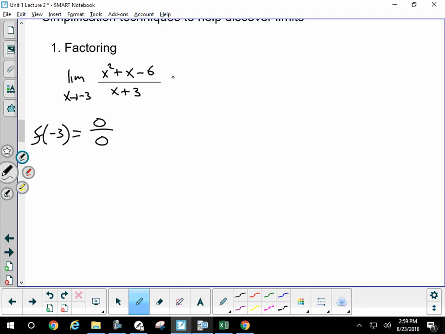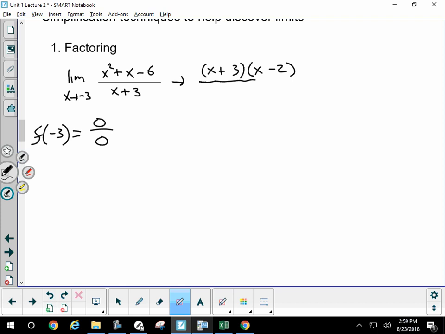Okay, we need to be able to factor a quadratic. Know that we need two numbers that add to get our middle coefficient and multiply to get our third term, positive 3 and negative 2. We can then remove the x plus 3's. We have multiplication. When we have multiplication, simplification is easy to do, creating this new function x minus 2.